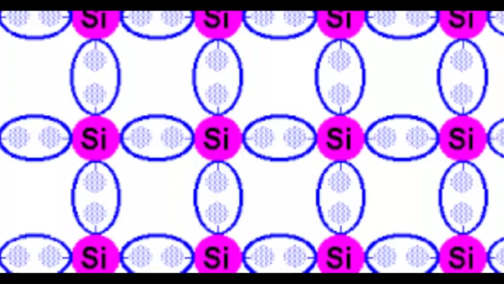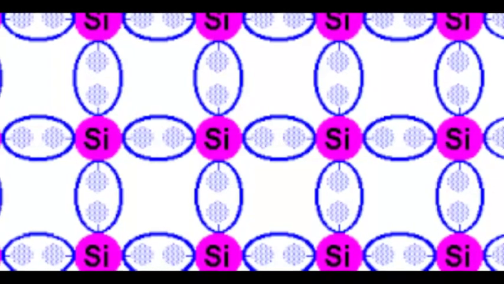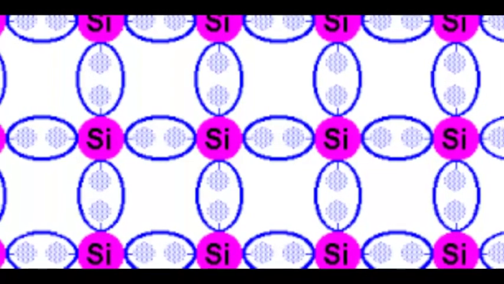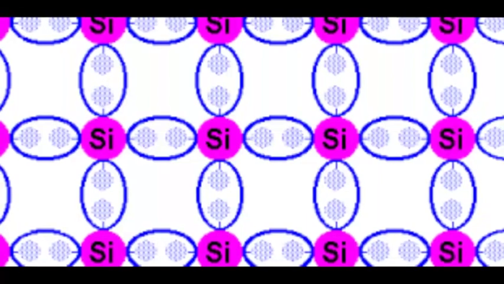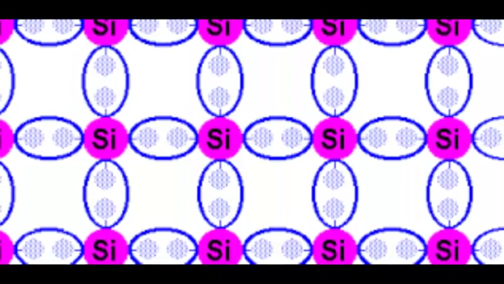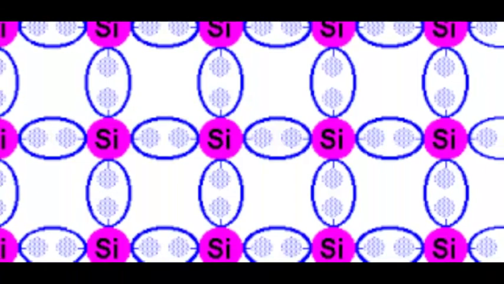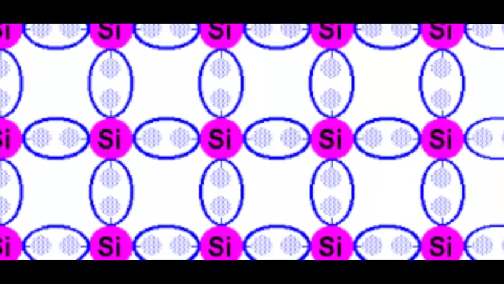Hence, each valence electron of an atom forms a direct bond with the valence electron of an adjacent atom. For this reason, valence electrons in a semiconductor are not free. And also, all semiconductors have crystalline structure.